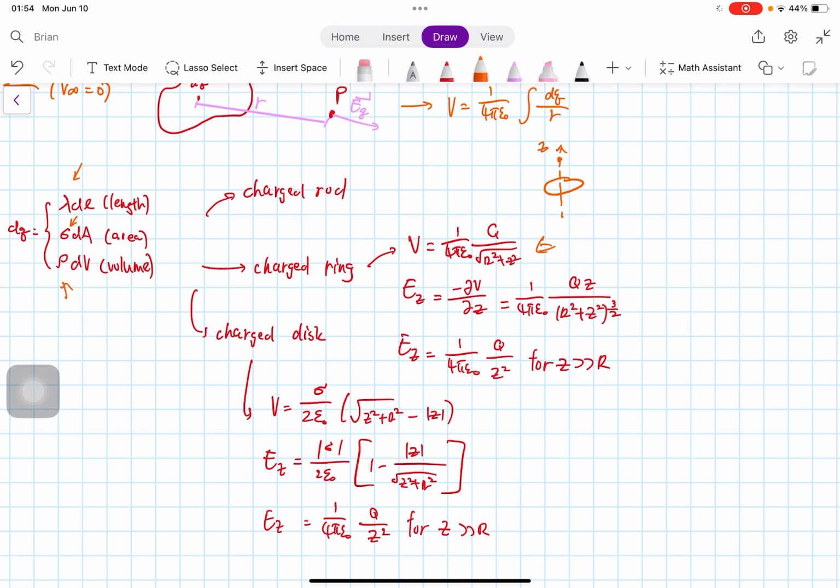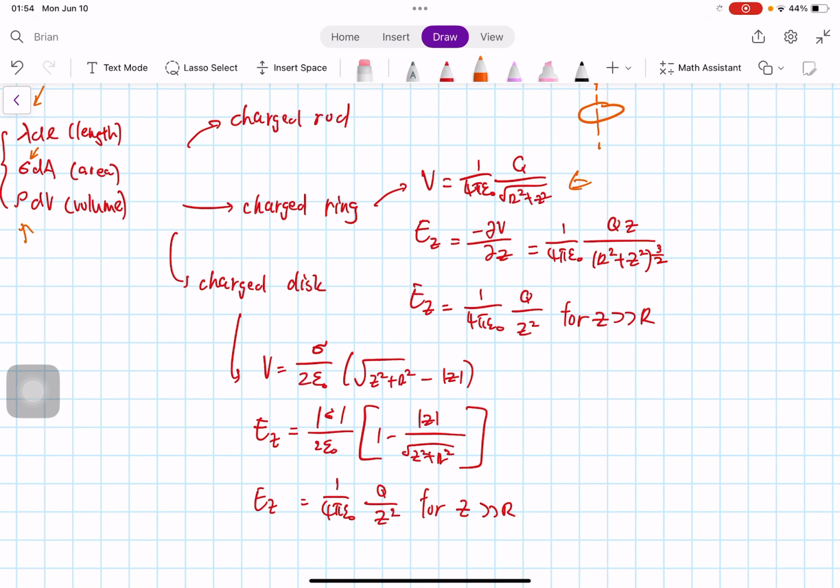The only difference is when we're talking about ring, we're talking about circular wire. Then we have to use the length, and that is in terms of lambda. But then when we're talking about disk, a disk is some solid, and it's better if we use rho as the area instead of lambda, because it's not a length anymore. So the same thing with the electric potential and the electric field due to the disk.